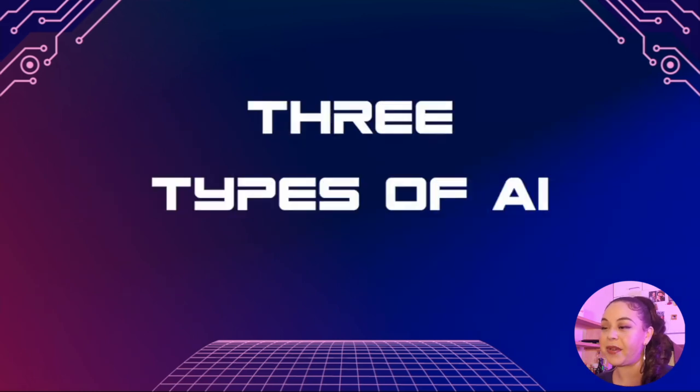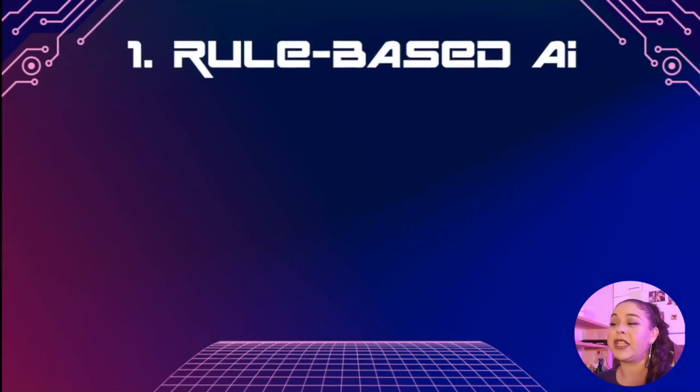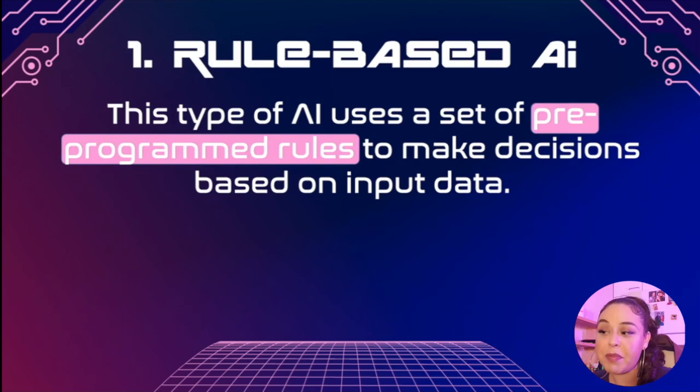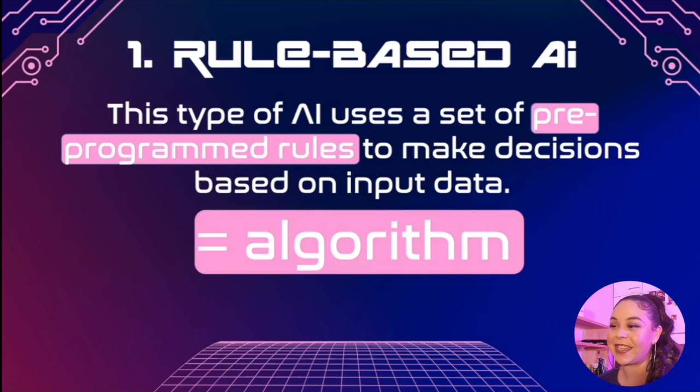So let's talk about the three types of AI. And I'd like to think of these as more like levels than like separate types because they really build upon each other. And the first one I'm going to talk about is rule-based AI. This type of AI uses a set of pre-programmed rules to make decisions based on input data. So again, pre-programmed rules. Where have we heard that before? Oh, that's what an algorithm is. And we talked about that in our basic terms in the last lesson.